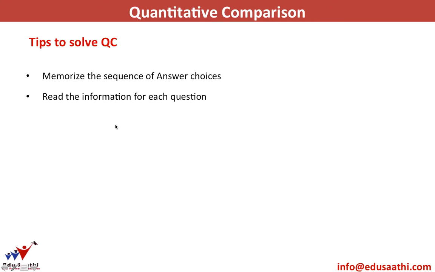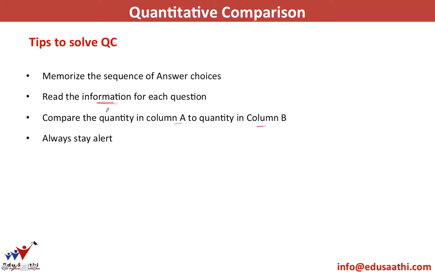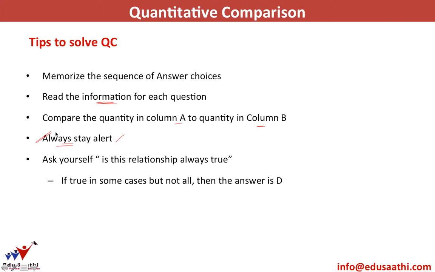Secondly, I have to read the information very carefully for each and every question. I should not skip out, or I should not miss the important information related to the question. Then I'll compare the quantity in column A to the quantity in column B. So I'll compare the two quantities which are given to me, and I will always try and stay alert, because there are too many chances that you may commit a mistake while you are solving a question on quantitative comparison. So you have to be always alert when you are doing a question on quantitative comparison.